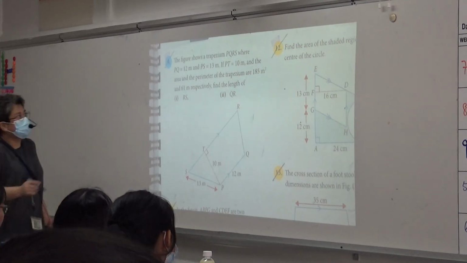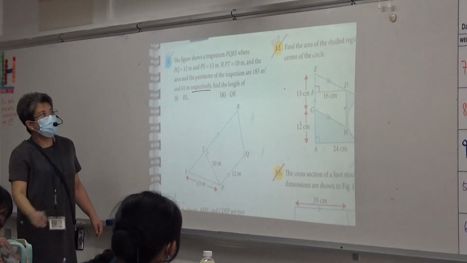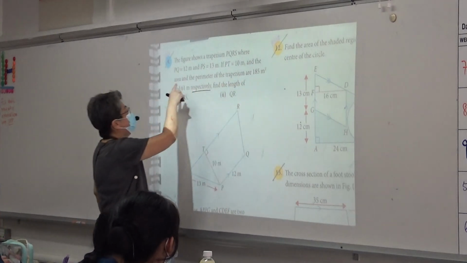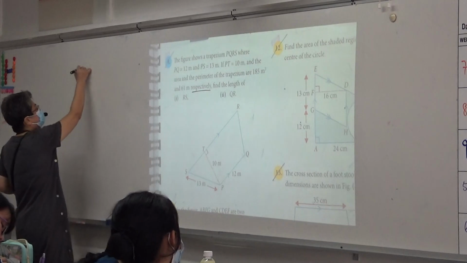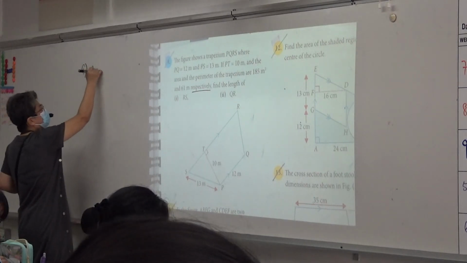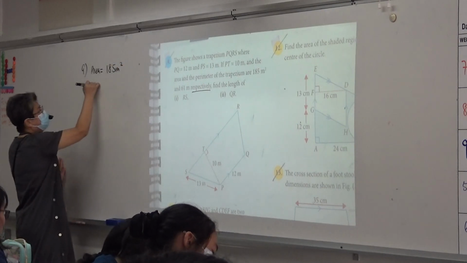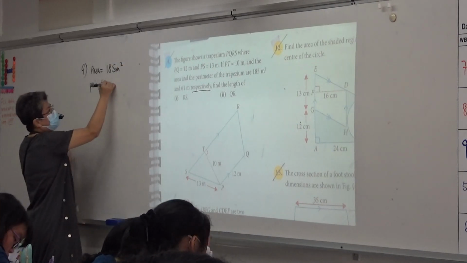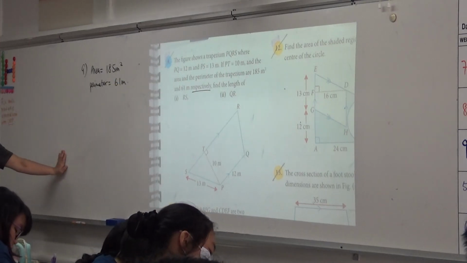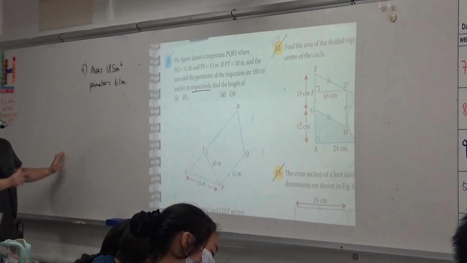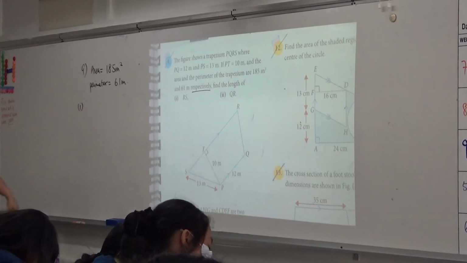Now, I just want to ask you what do you mean by respectively? There 185 represents the area, what the perimeter? 61. So, let's put number 9. Area is 185 meters square. What about the perimeter? 61 meters, right? Alright. Okay, let's look at part 1.